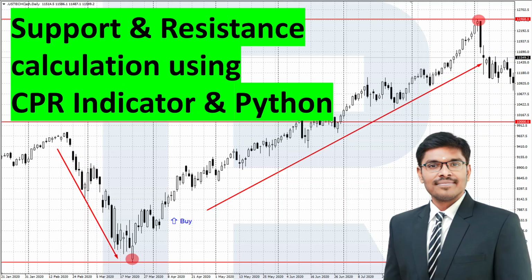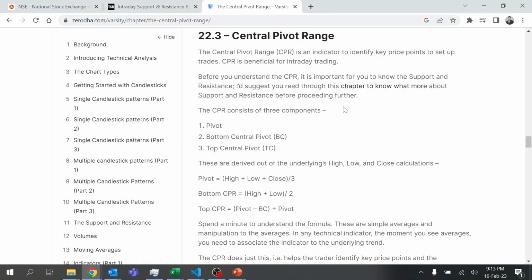Hello everyone, welcome. In this video, we are going to see how to calculate support and resistance using the CPR indicator and Python. Let me give you an idea of what exactly CPR means. CPR is nothing but Central Pivot Range. Basically, what it does underneath is calculate the average price movements from the previous day using the high and low values, and comes up with pivot range values which will give you the key price points.